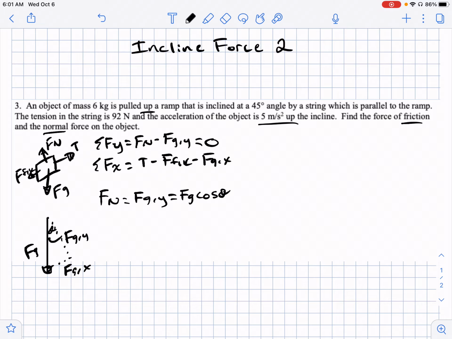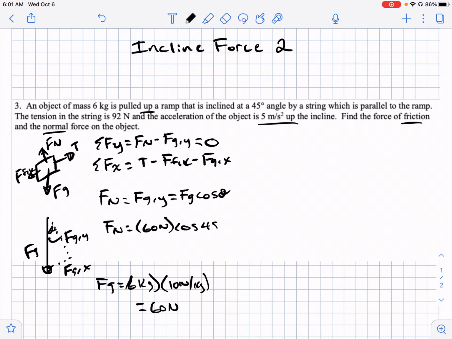And so the mass is equal to 6 kilograms, so that means your weight is equal to 6 kilograms times 10, which is equal to 60 newtons. And now we can just plug in. So your normal force is going to equal 60 newtons times cosine 45 degrees. And if you plug that in, you end up with 42.4 newtons. So there's my normal force.